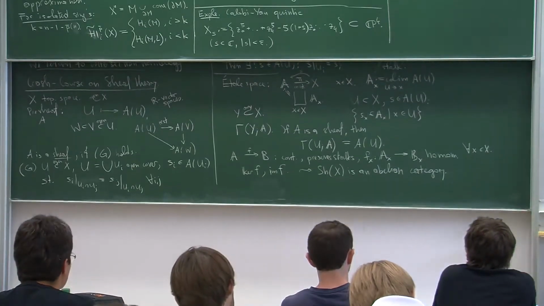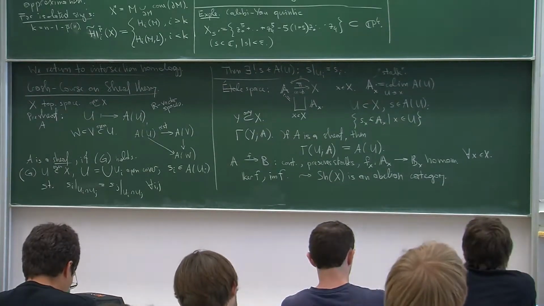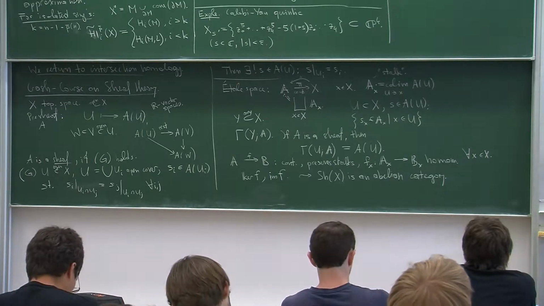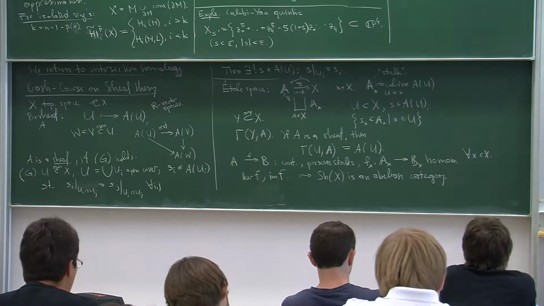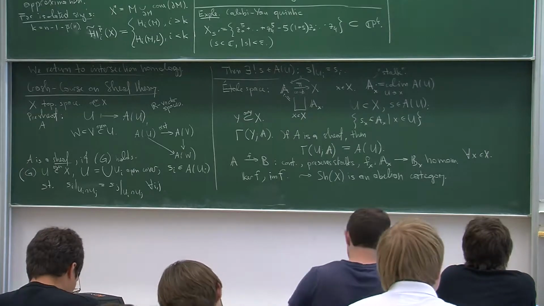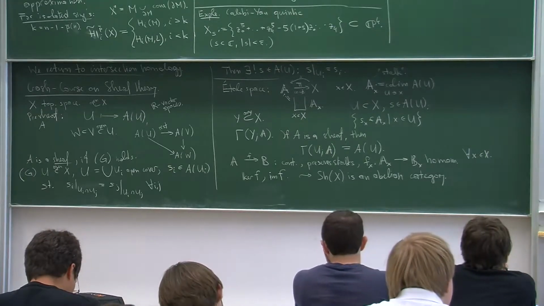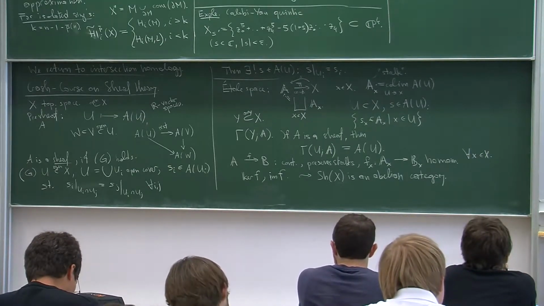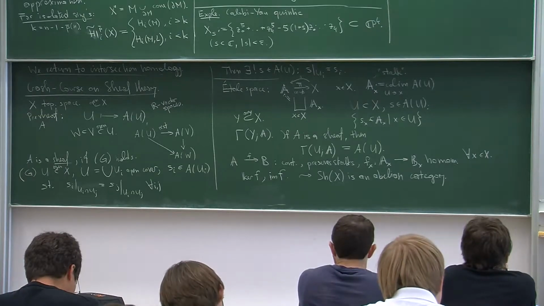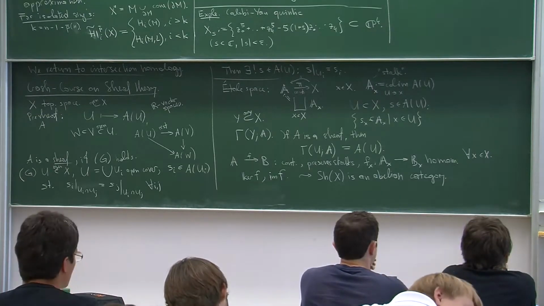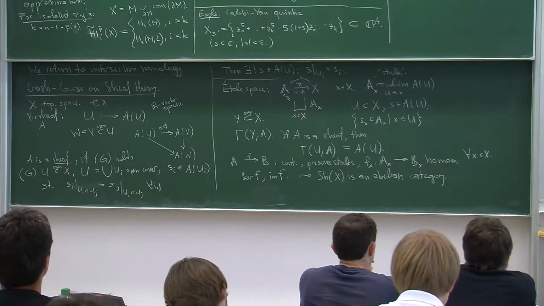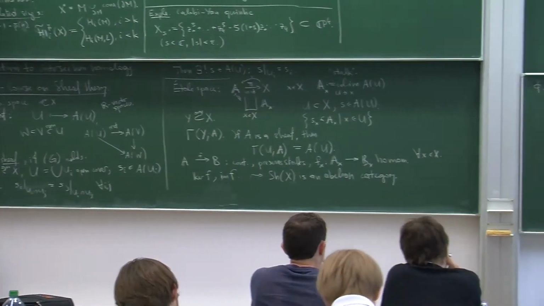Now we need one more thing. What about maps between spaces? Suppose phi is a map from a topological space X to another space Y. Now suppose I have a continuous map.